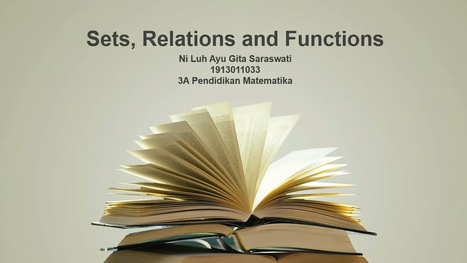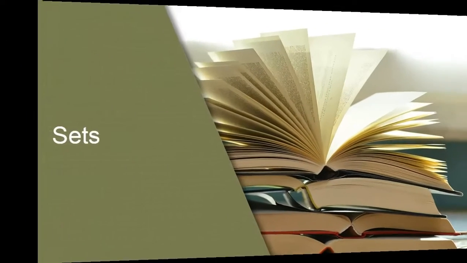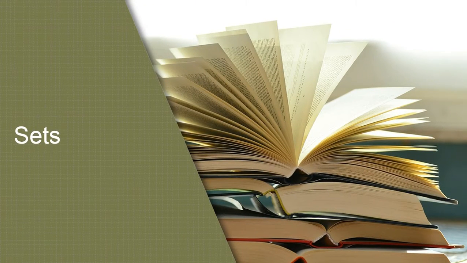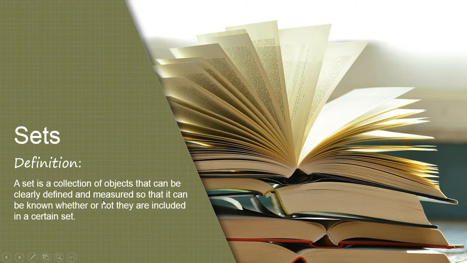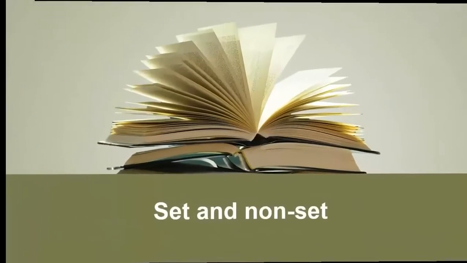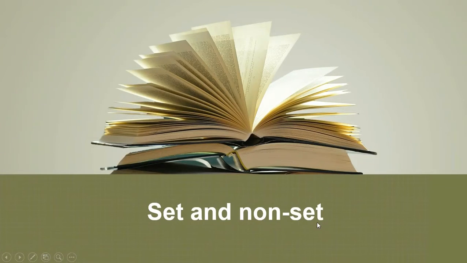So, let's enjoy learning. First, set. The definition of set: a set is a collection of objects that can be clearly defined and measured so that it can be known whether or not they are included in a certain set. So, the members of a set are clear. But there is also what is called a non-set. If it is not a set, it means that its members cannot be clearly determined and cannot be measured.